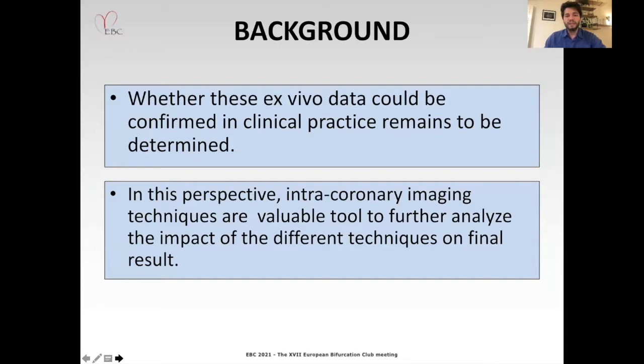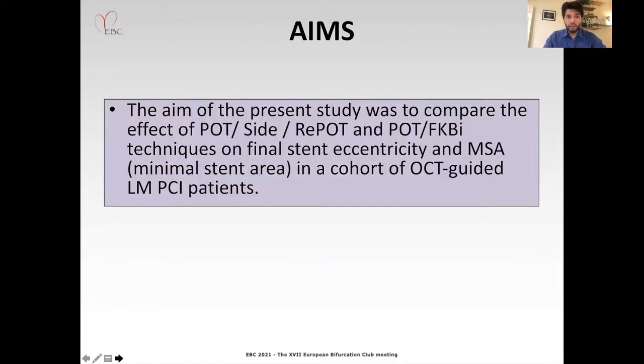In this perspective, we think we can use intracoronary imaging techniques to further analyze the impact of the different techniques on the final result. The aim of the present study was to compare the effect of POT side RePOT and POT final kissing balloon inflation techniques on the final stent eccentricity and the minimal stent area in a cohort of patients with left main PCI guided by OCT.